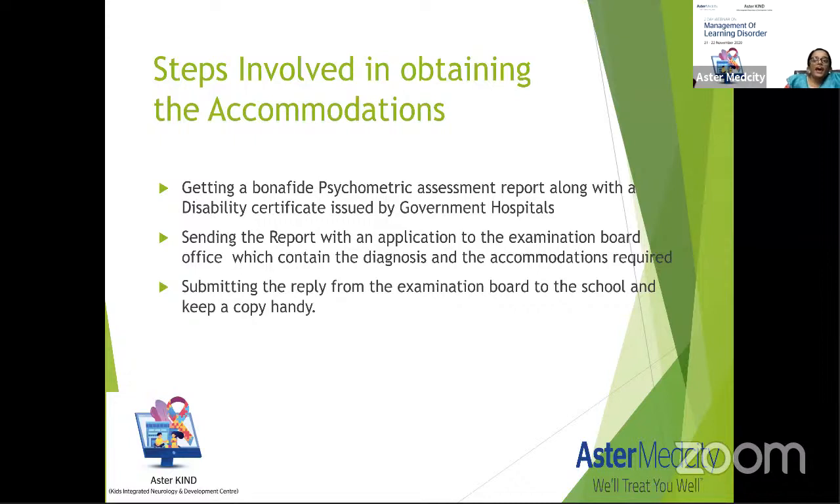First and foremost, get a bona fide psychometric assessment. That means get an IQ or learning disability assessment report from a certified clinical psychologist. That is a must, RCI recognized, Rehabilitation Council of India is RCI. The RCI recognized clinical psychologist must do the psychometric assessment, and you produce that report before the medical board. In every government hospital there is a medical board, and they will give us the disability certificate. In that certificate, they will indicate the percentage of disability and what accommodations can be given.